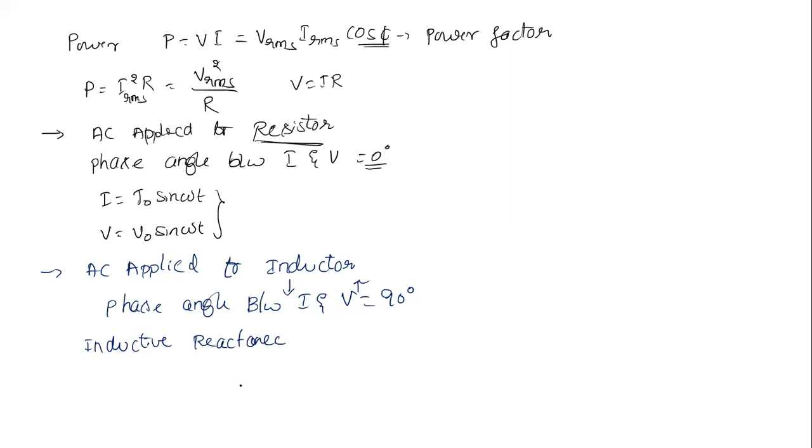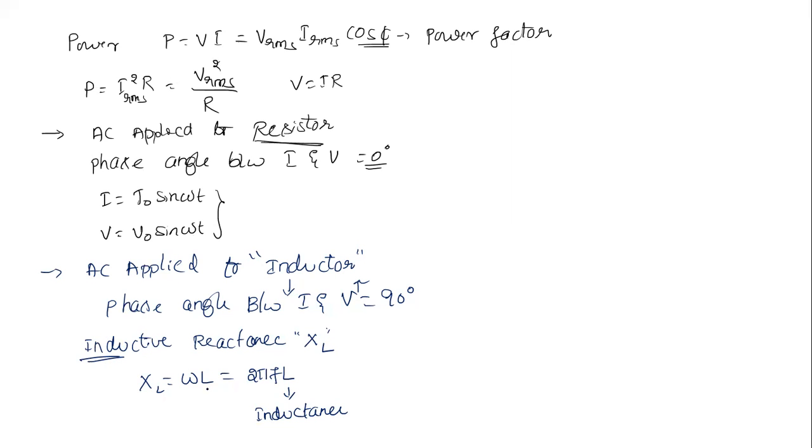It is the effective opposition offered to the flow of alternating current by the inductor. This inductive reactance we indicate with XL. What is the formula for XL, students? XL is given by omega L, where L is the inductance and omega is the angular frequency, given by 2 pi f, and f is the frequency that we already indicated in a previous slide. This is the one thing you need to remember.